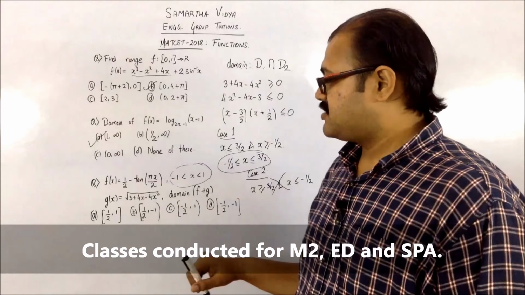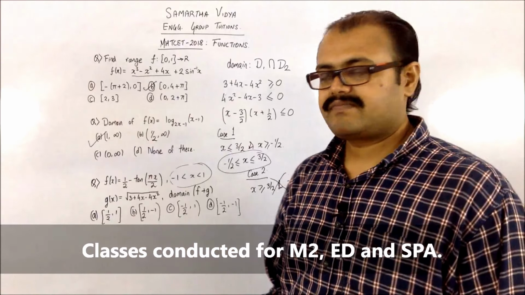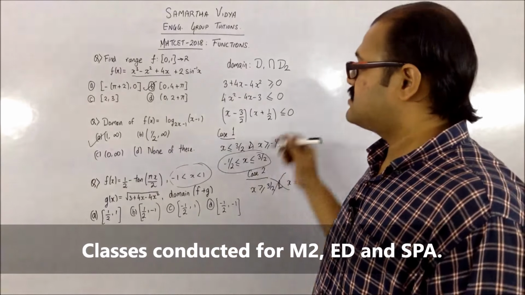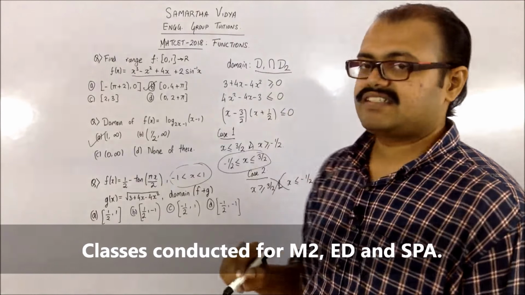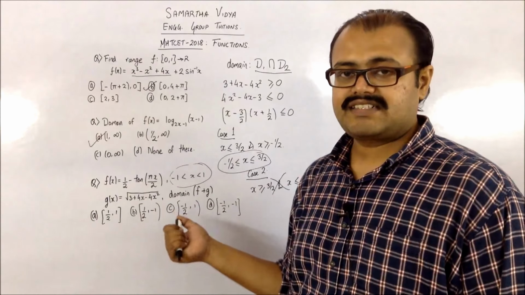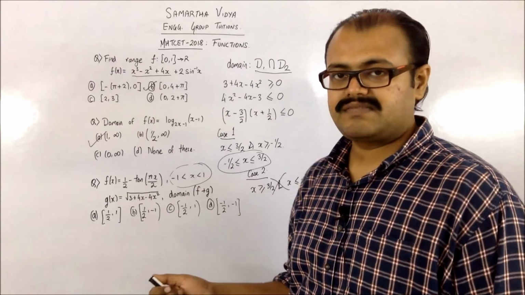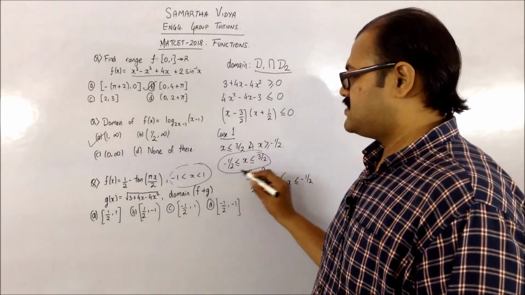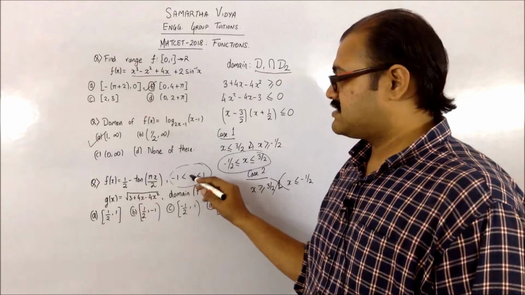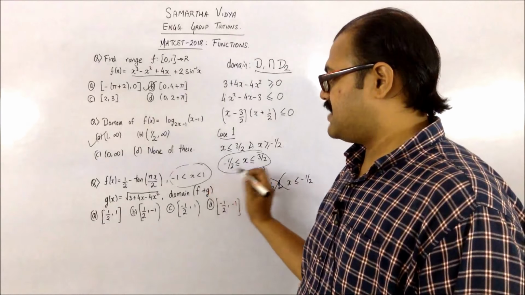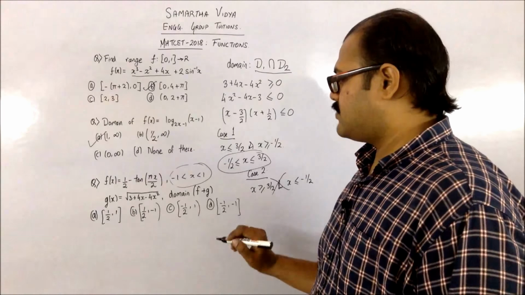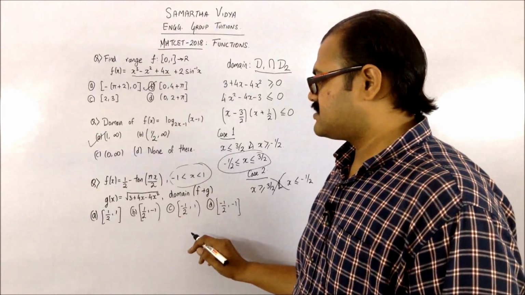So this is going to be the domain of just g of x. Now since they are asking us for the domain of f plus g, and f plus g means addition, it's going to be the intersection of the domain of f with the domain of g. So you have the domain of g, which is minus half to 3 by 2, and for f it's minus 1 to 1. So the intersection between these is going to be minus half to 1. So that's going to be this particular value.